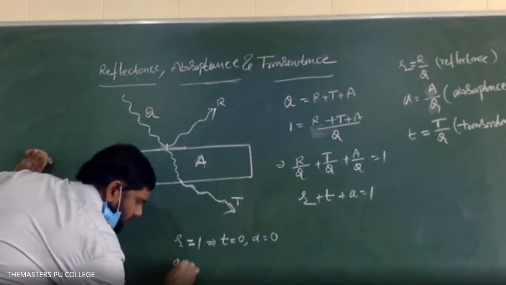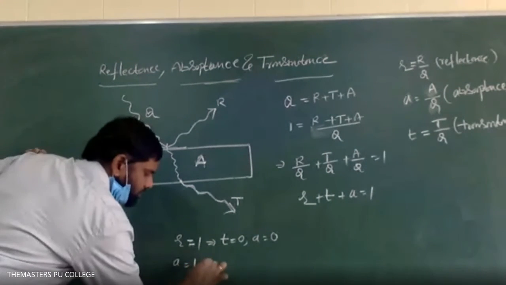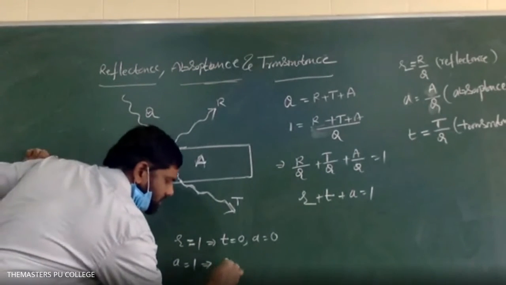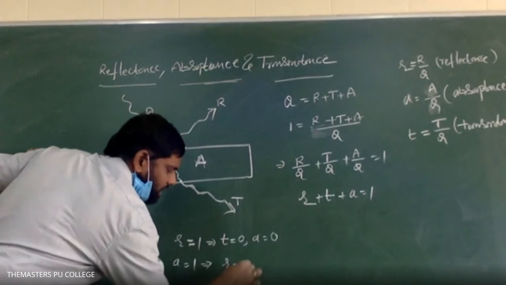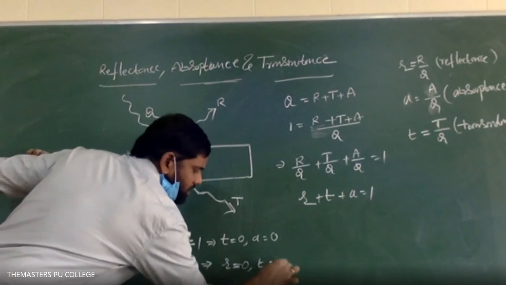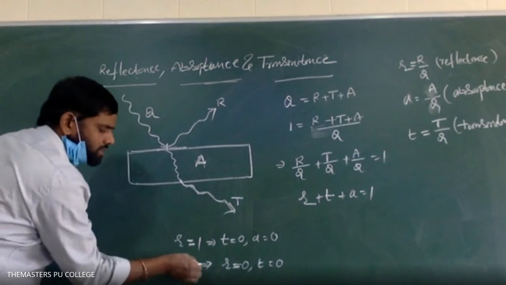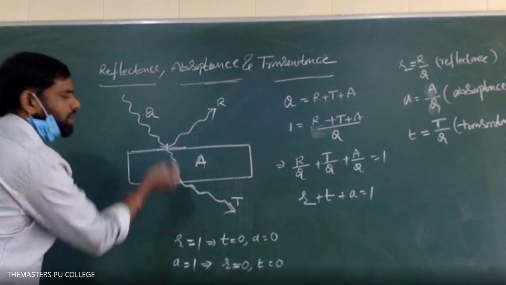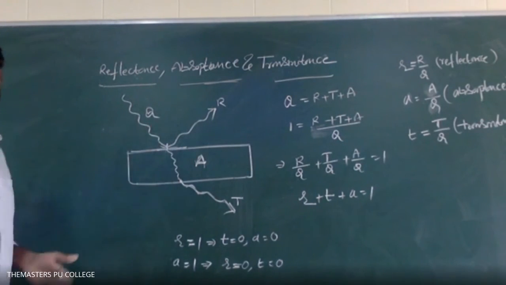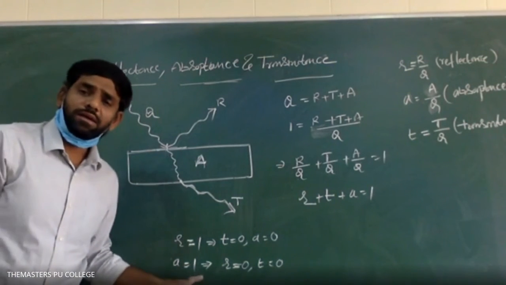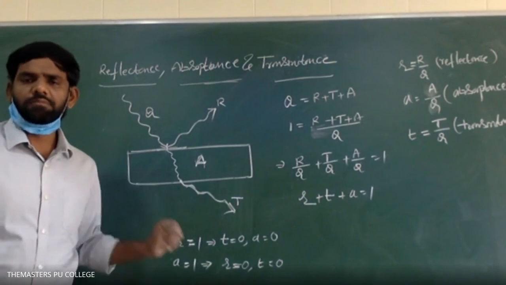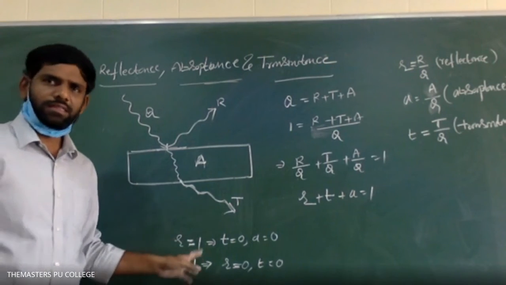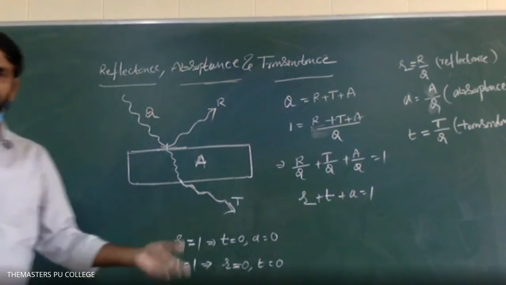For example, if A is equal to 1, then R is equal to 0, T is equal to 0. What it means is that this is the perfect absorber. It will absorb all the energy which was incident on it. That is called a black body. That is called a black body. Okay. Let us see why black bodies matter.